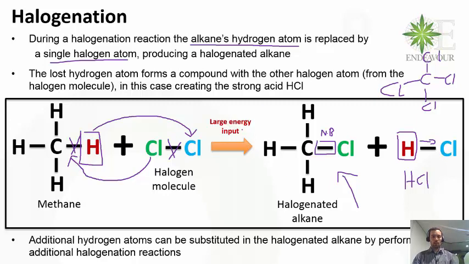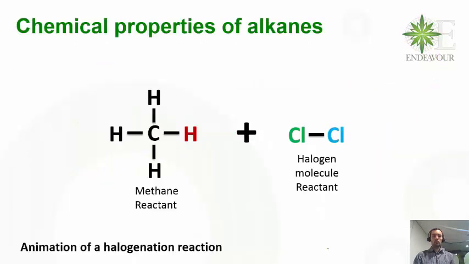So that's what we can see, the point down the bottom here. Additional hydrogens can be substituted by performing the halogenation reaction again. Alright, so now we've got a short animation to show how this actually occurs. So we're starting off with our reactants. On the left we have methane, and on the right we've got our halogen molecule.